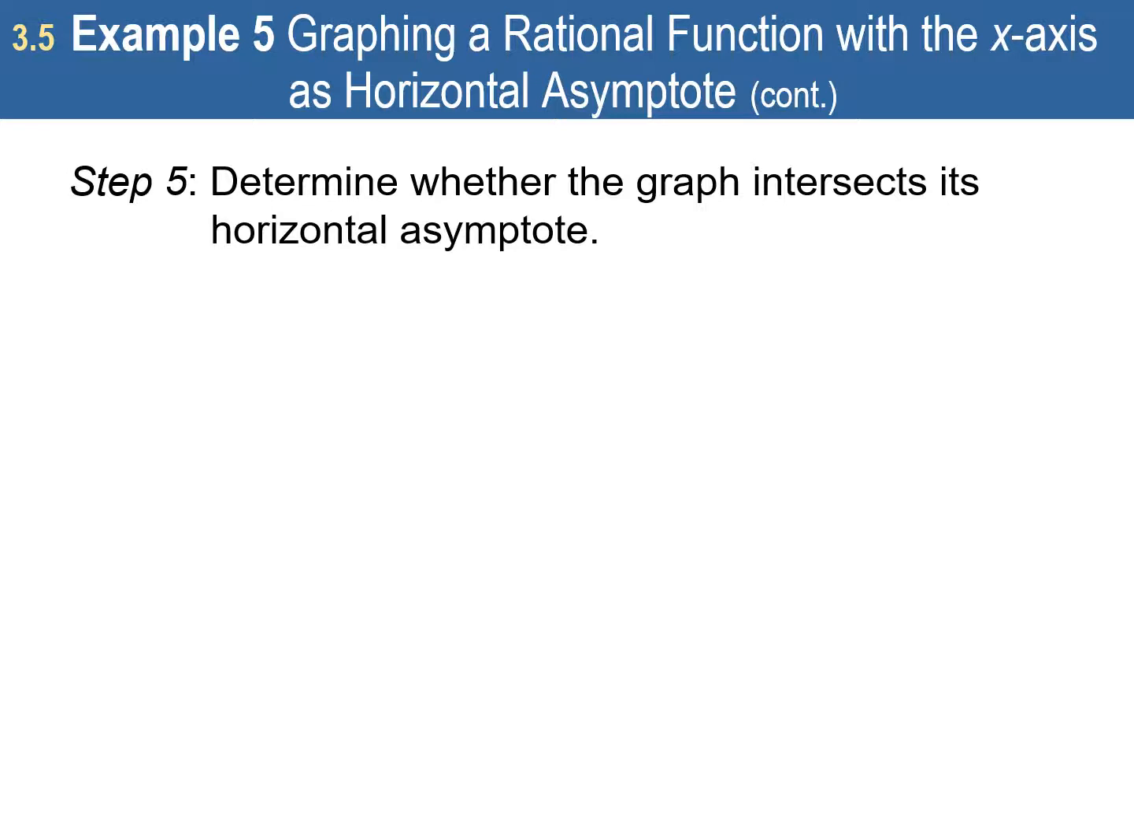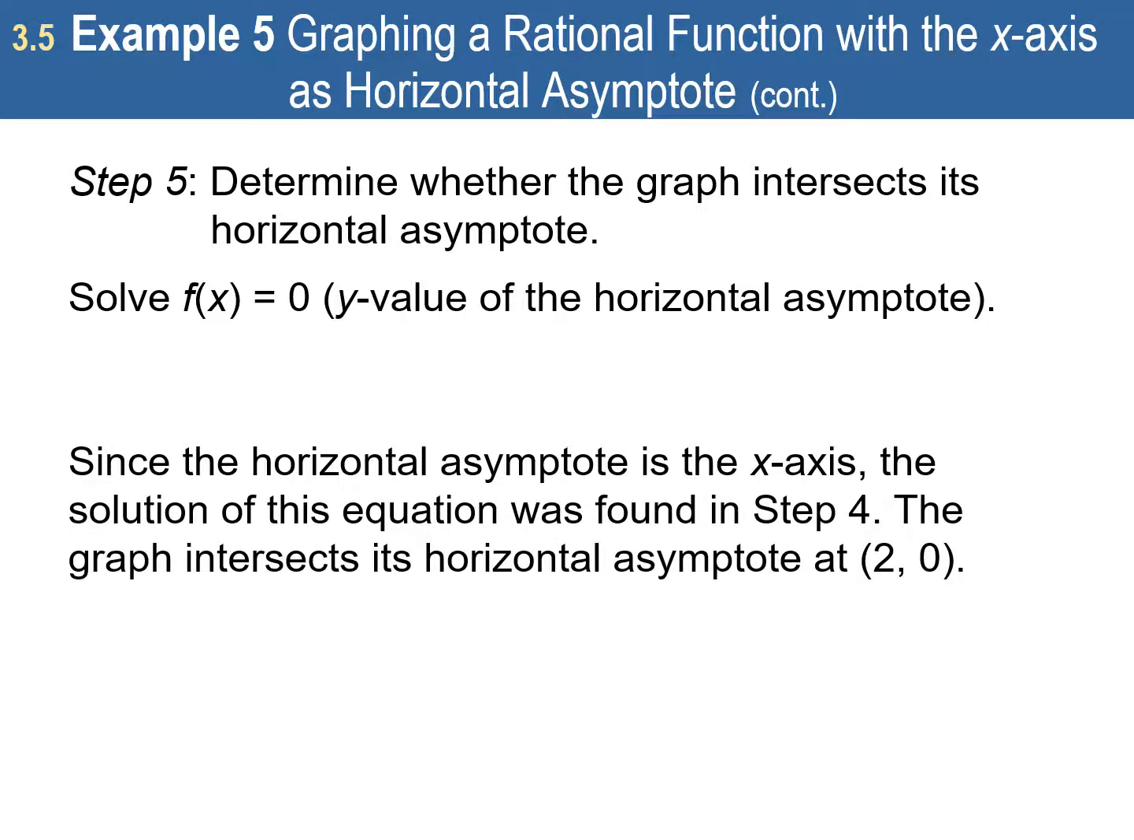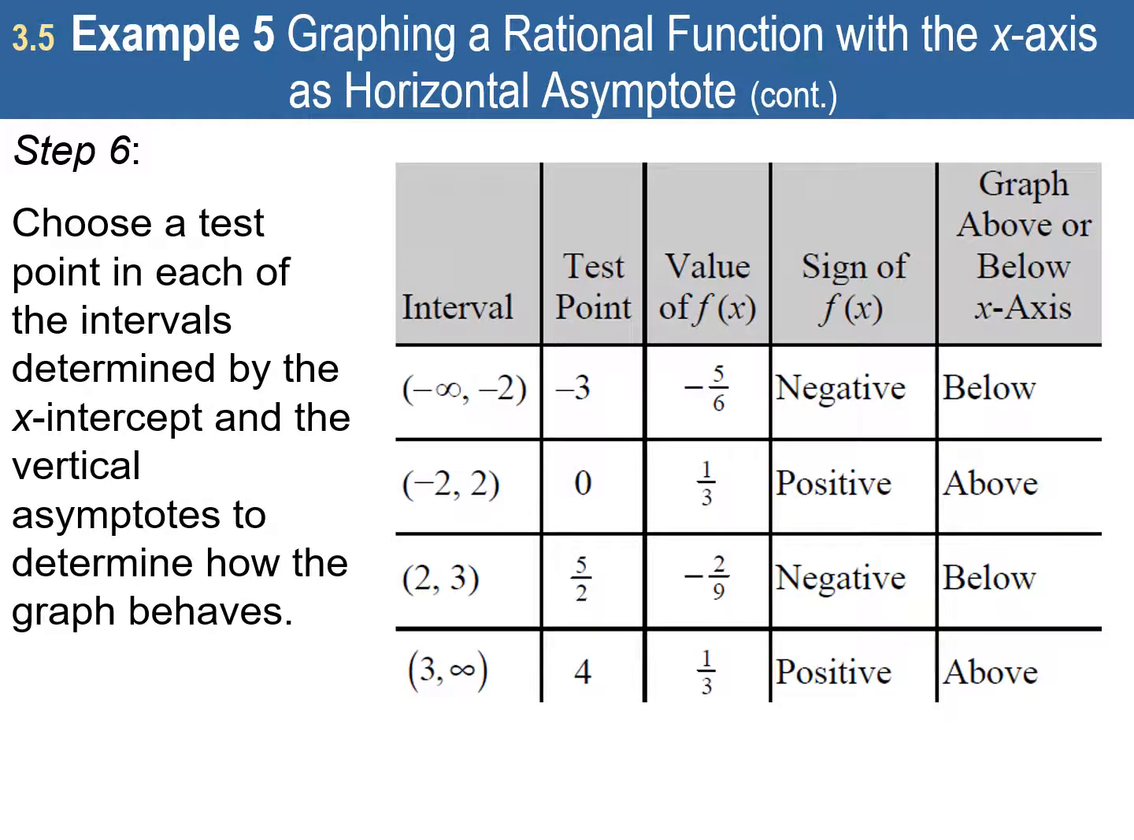Now, let's see if it intersects its horizontal asymptote. Since f of x is 0, the y value of the horizontal asymptote. Since the horizontal asymptote is the x-axis, the solution to this was already found. So we know it intersects at 2, 0. Now, you can choose a test point in each of the intervals, determined by the x-intercepts and the asymptotes to determine how it behaves. From negative infinity to -2, the graph is going to be below the axis. From -2 to 2, it's going to be above the axis. From 2 to 3, it's going to be below. And from 3 to infinity, it's going to be above.